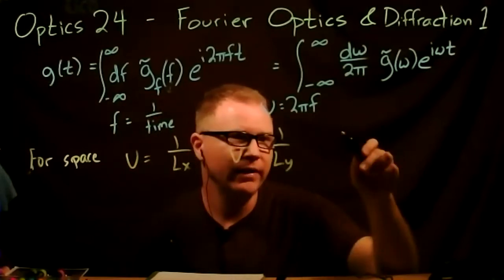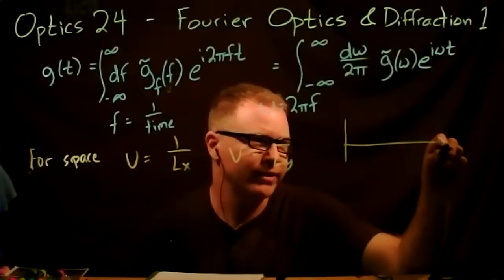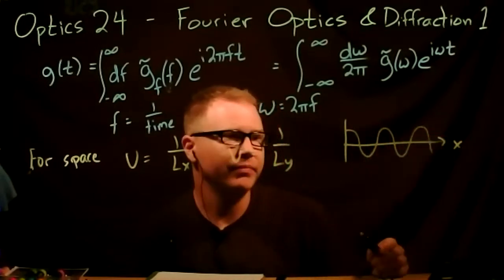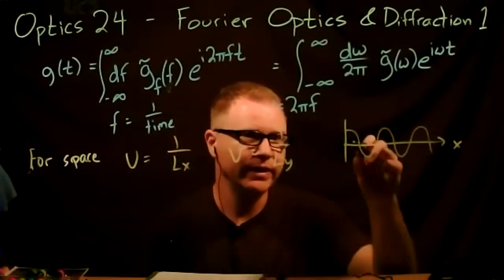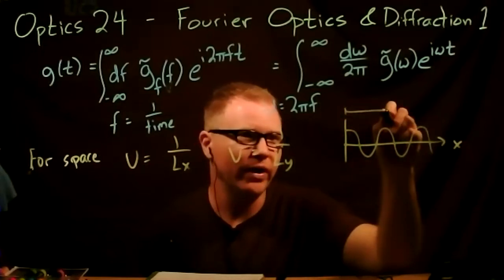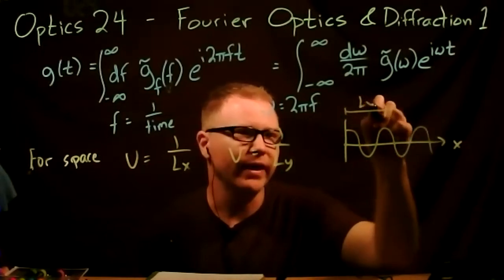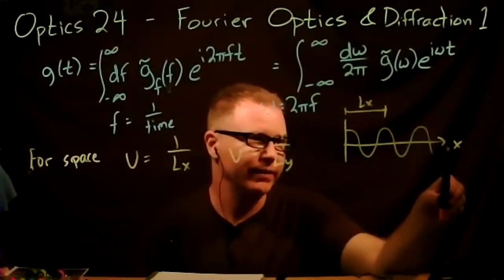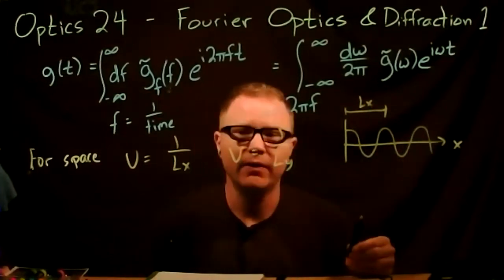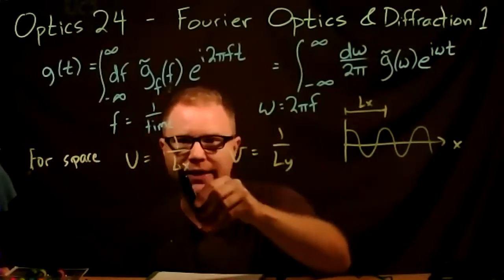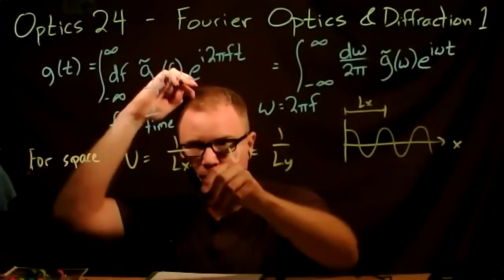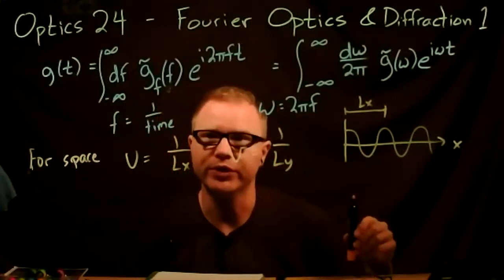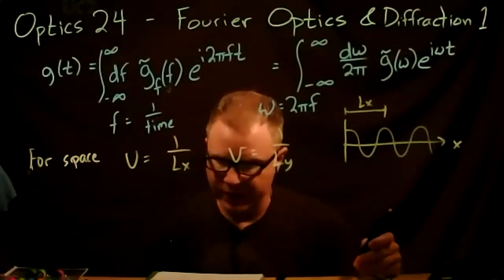That's a spatial frequency, and v is one over some length scale in the y direction. Those would be like if you had, as a function of x, a sine wave, I guess I drew a cosine, with some wavelength lx, then the spatial frequency of this would be one over that wavelength. Or at least the x variation of that wavelength.